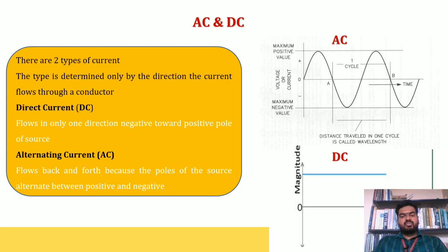The purpose of studying AC and DC is that in some circuits we use alternating current, and in some applications we use direct current, which we will see clearly in the forthcoming videos. But this is the difference between AC and DC. The type is determined only by the direction of the current. If the current flows in both directions, it is alternating current. If it is in only one direction, it is direct current.